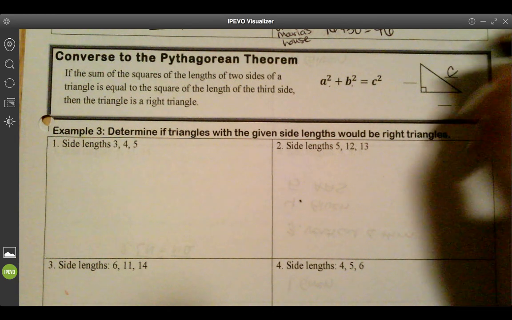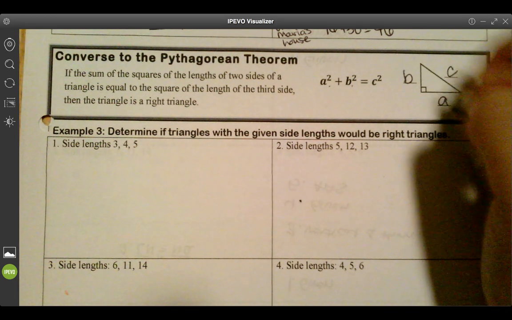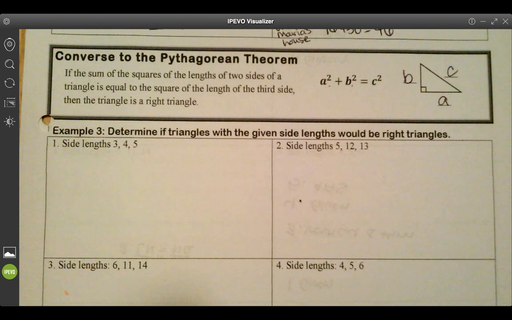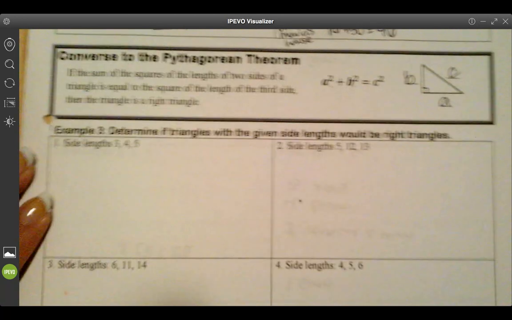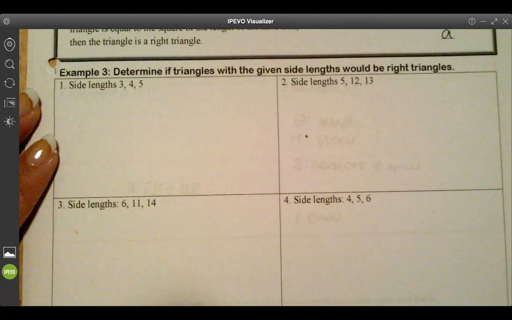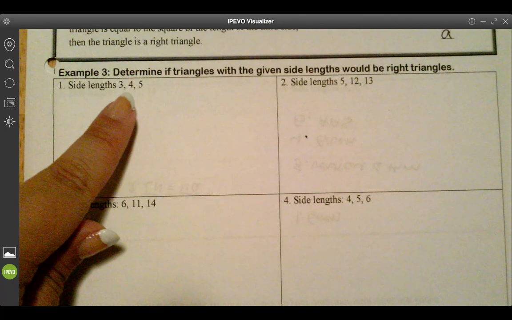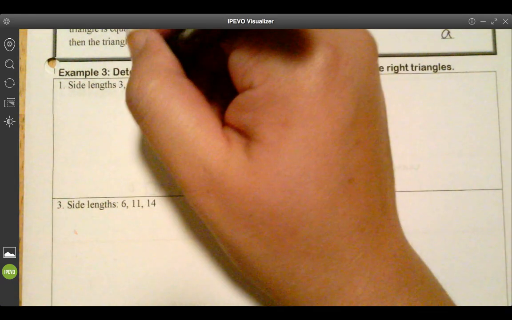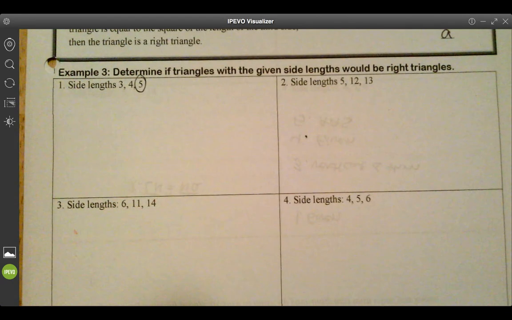Again, c is the hypotenuse. A and B are the legs. I'm going to switch them this time just to demonstrate. It doesn't matter which leg is A and which is B, as long as C is the hypotenuse. So how do we test this? Well, to test this, the first thing to identify is still the hypotenuse. And the way we identify that is by finding the biggest number. 5 is the biggest number.